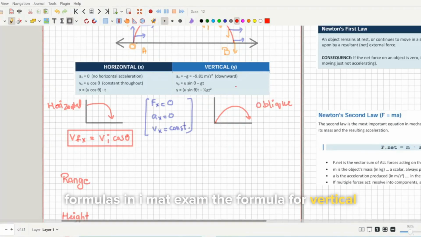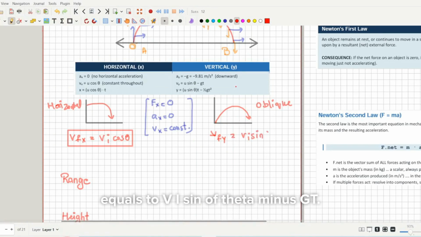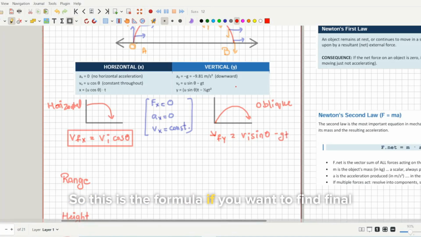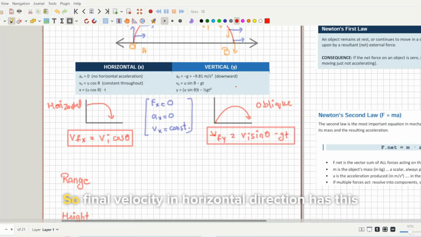The formula for the vertical component is vfy equals vi sine theta minus gt. So this is the formula if you want to find the final velocity in the vertical direction. The final velocity in the horizontal direction has this formula, and the velocity in the vertical component has this formula. So these formulas can be used if you want to find final velocity in projectile motion.